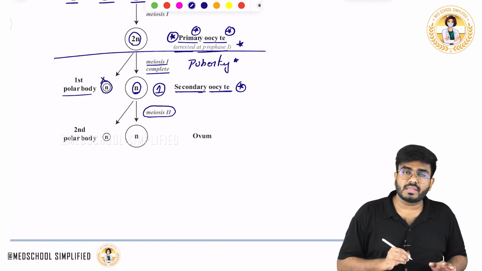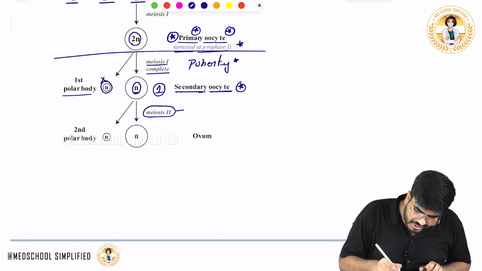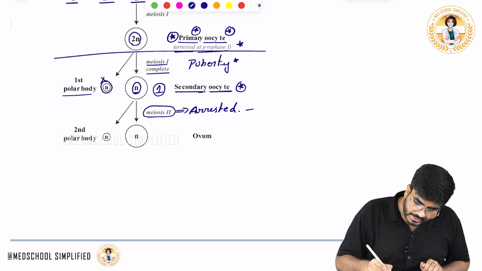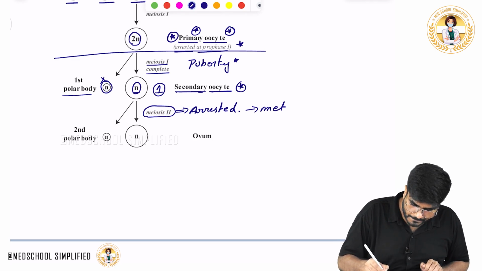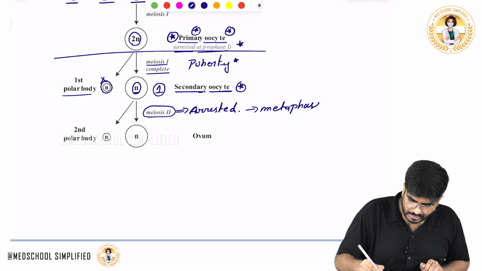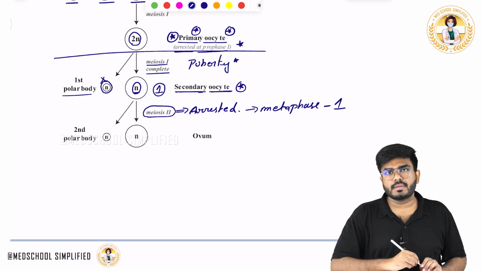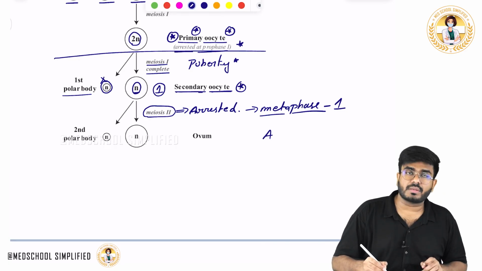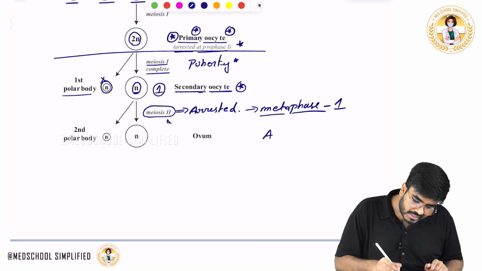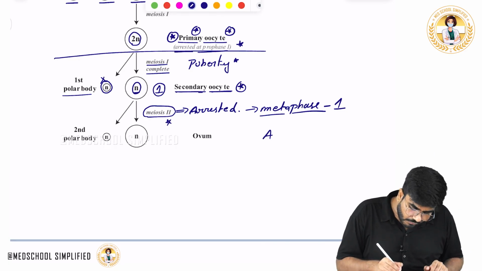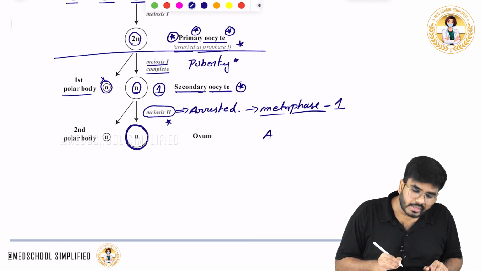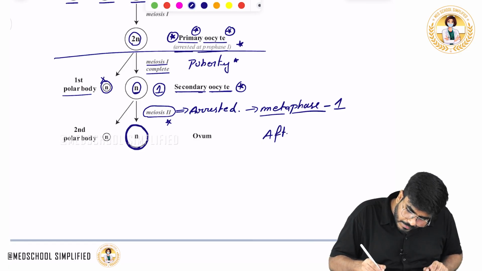They enter into meiosis 2 and again they are arrested. Where are they arrested? In metaphase 2. In metaphase, they are arrested. Now, when are they going to complete this meiosis 2 and form the ovum? After fertilization.